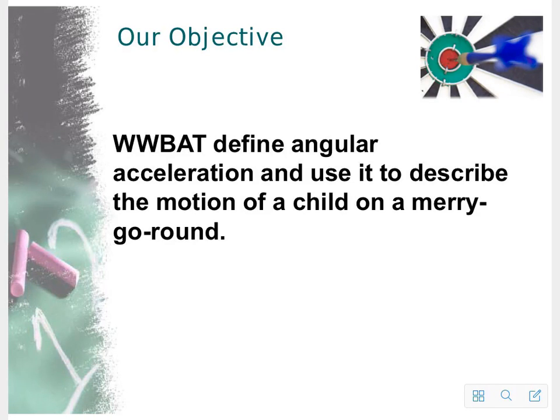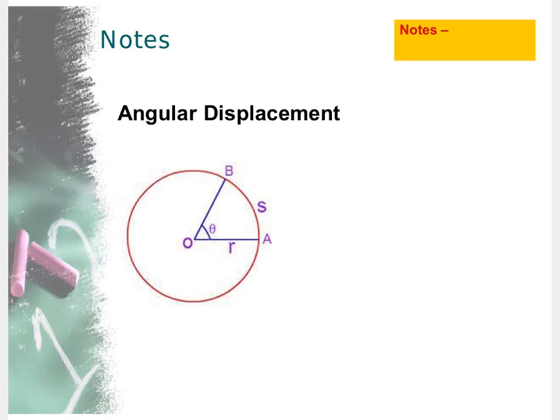Brenzy. This is lesson 5.2.1, and our objective for this lesson is that we're going to be able to define something called angular acceleration and use it to describe the motion of a child on a merry-go-round. It's been a while since we've talked about circular motion, so I want to review a couple of important concepts before we dig into angular acceleration.